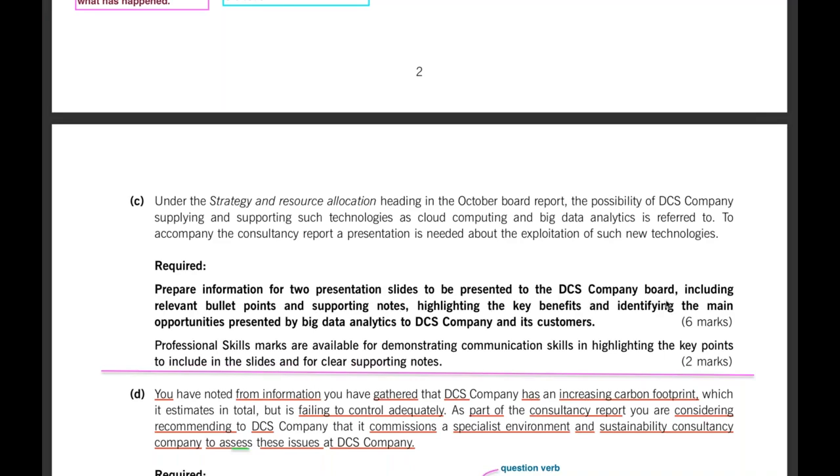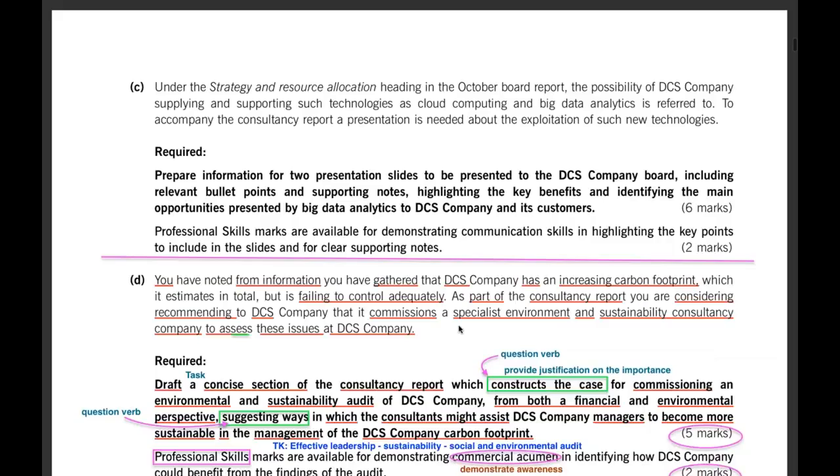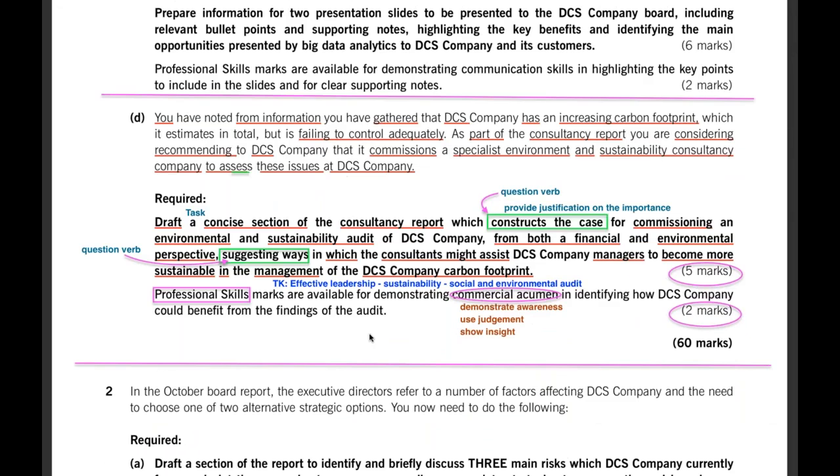Remember, here they're talking about identifying the main opportunities presented by big data analytics. And this big data analytics was not covered yesterday, so I will not be covering it. I'll be going back to this particular question after we have covered that. Right? What do we have here?